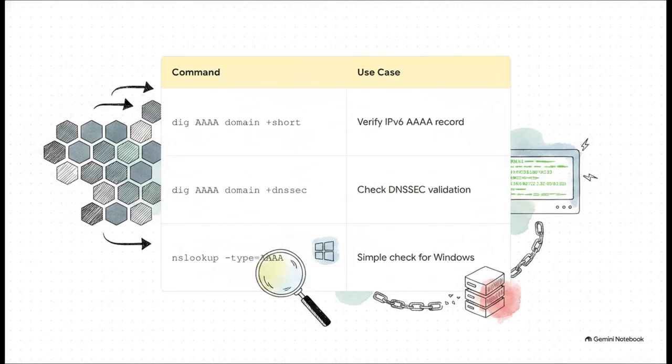You can use dig to verify if that record actually exists, or you can even throw in the +cd flag to bypass DNSSEC validation just in case you suspect a broken chain of trust is causing a server failure. Oh, and if you're stuck on a Windows machine, nslookup looking for type AAAA is your quick fallback.